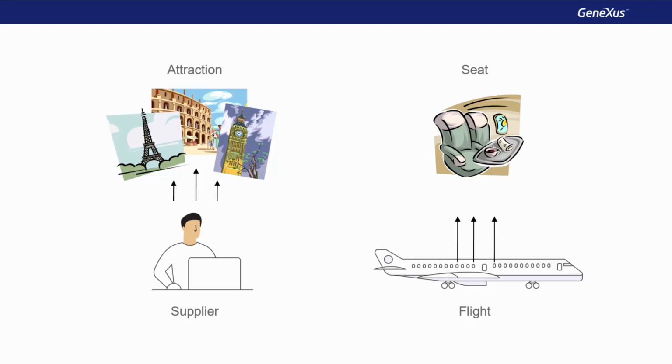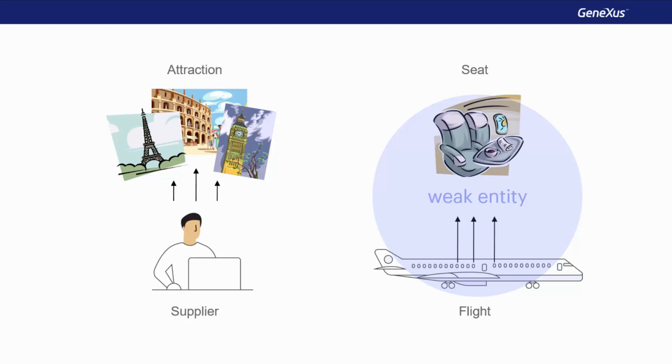Just like when we enter an invoice with lines, all the information is entered at once. On the other hand, the suppliers and attractions details do not have to be entered all at the same time. An entity such as seats, which only makes sense if it's represented in relation to another entity, in this case flights, is called a weak entity.